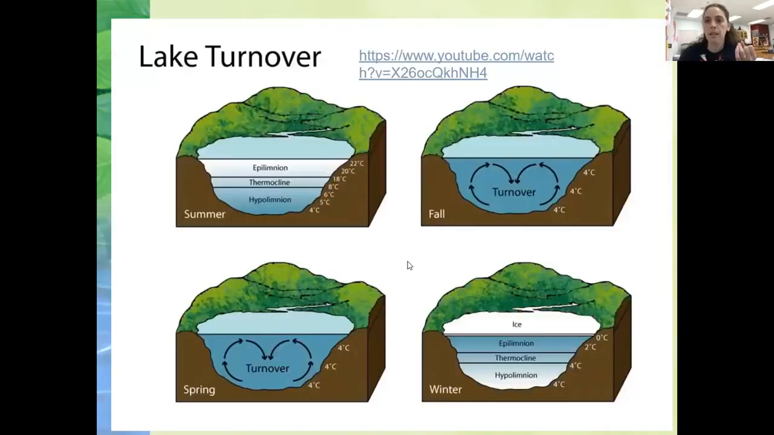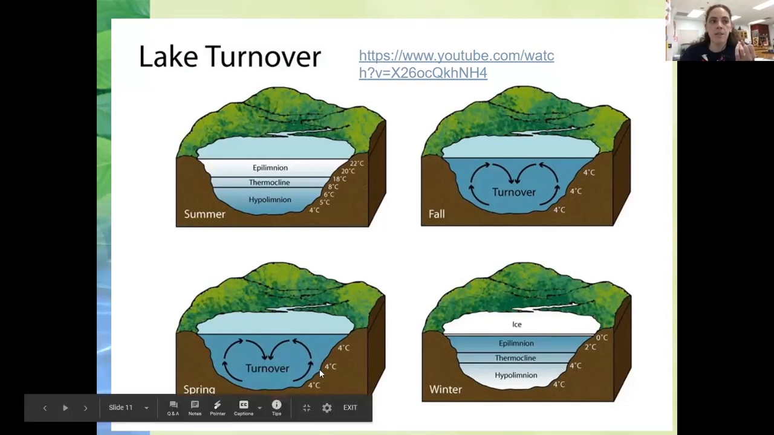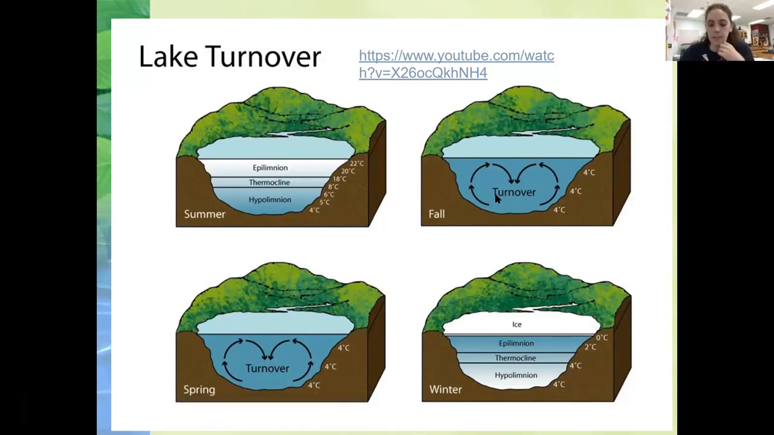Typically, let's look back at our layers. Oxygen's at the top, and lots of nutrients are down here at the bottom from animals dying and their bodies sinking to the bottom to decompose. During the seasonal changes, so fall to winter, and then during the spring going towards summer, we get turnover.